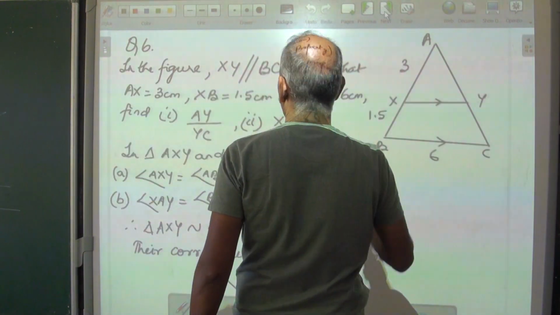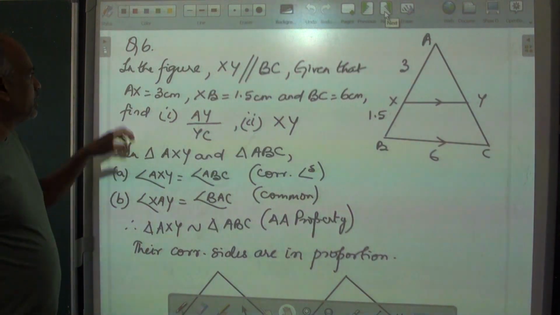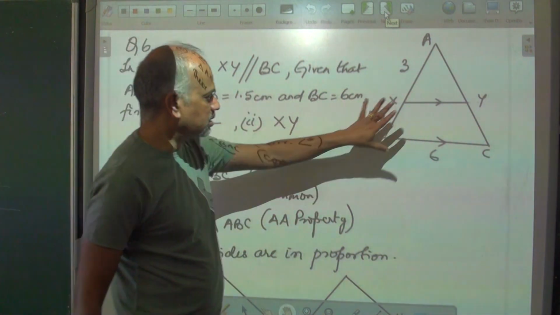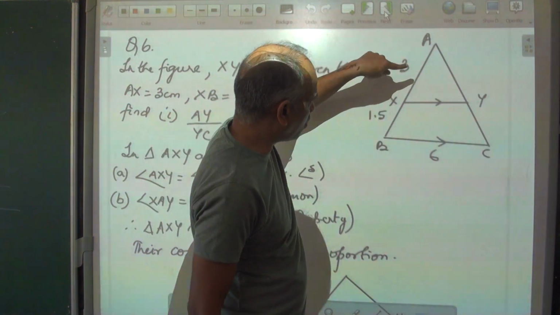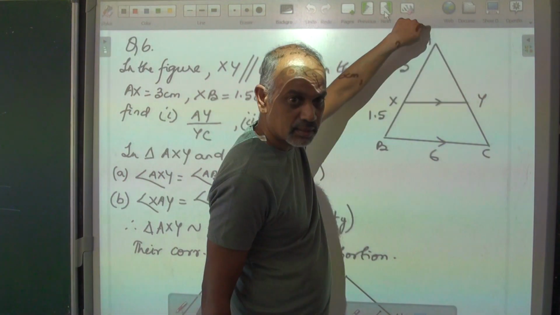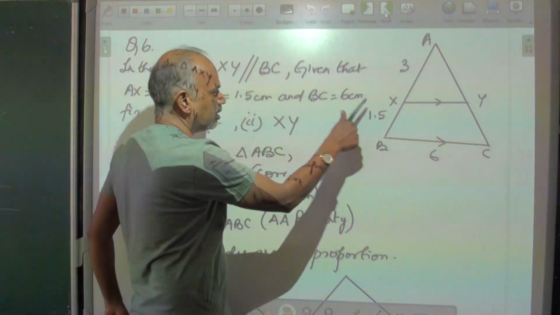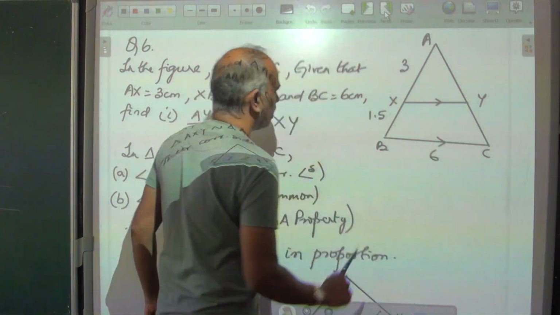Next, question number 6. In the figure, XY is parallel to BC. This is the figure given. ABC is a triangle. There is also one more triangle, AXY is the second triangle that is there, and it says XY, this one, is parallel to BC. These two sides are parallel.